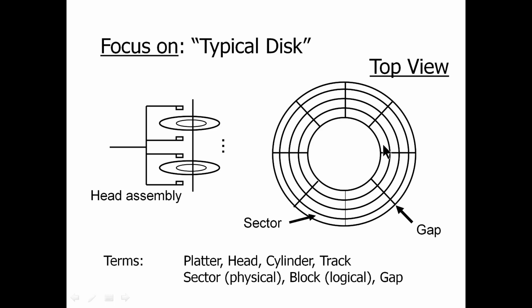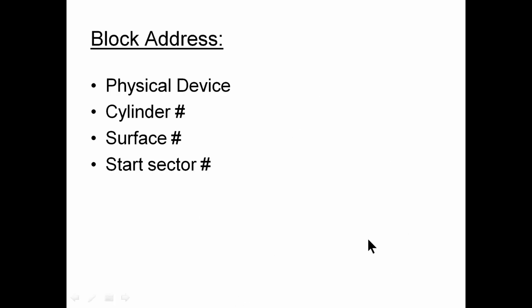The difference between an unformatted disk and a formatted disk, size-wise, is that the unformatted disk is higher than the formatted disk. After formatting, the track and sector addressing occupy a certain amount of storage. That's why formatted capacity is always lower than unformatted capacity. The terms we have are platter, head, cylinder, track, sector. A sector is physical and a block is logical, and there is a gap between them. Talking about block address, we have the physical device, cylinder, surface, and start sector.